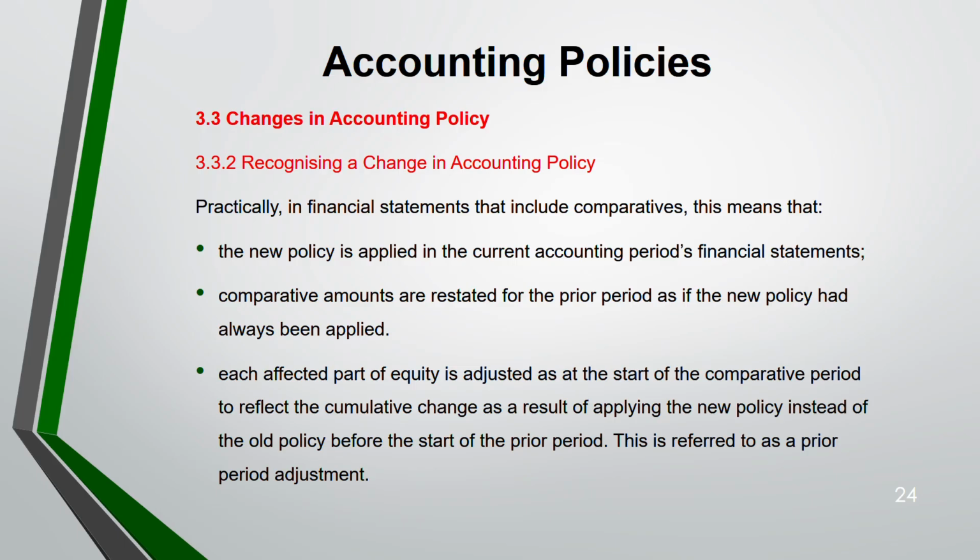Each affected part of equity will be adjusted as at the start of the comparative period. Why start of the comparative period? Because that balance would be brought forward to your current year. So at the start of the current period to reflect the cumulative change as a result of applying the new policy instead of the old policy before the start of the prior period. This is referred to as a prior period adjustment. You go to the prior period and do the adjustment.